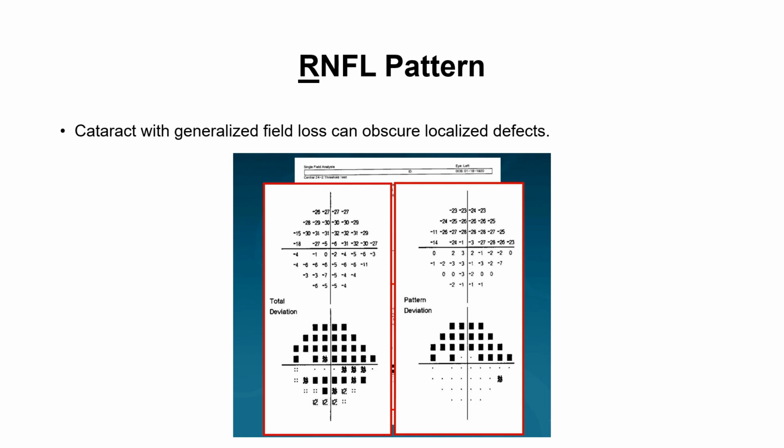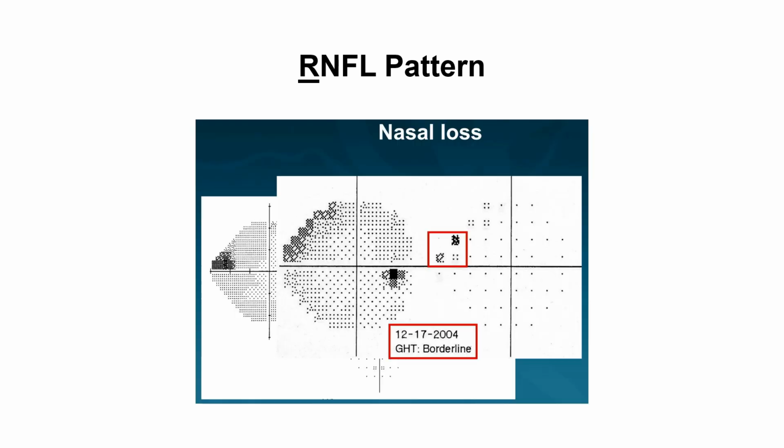However, sometimes cataract with generalized field loss can obscure localized defects. For example, here in this example, the total deviation map is showing total reduction, generalized field loss. So if you depend only on this map, you'll see, okay, this is due to cataract. However, when you look at the pattern deviation, you will see severe field loss. So in order to interpret the visual field printout correctly, you need to always read the total and the pattern deviation maps.